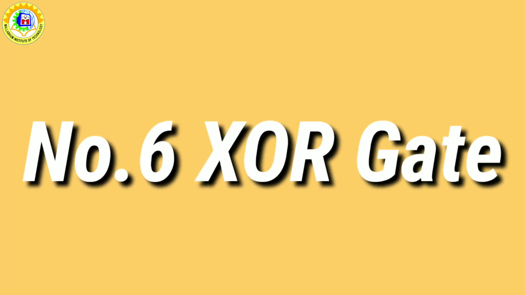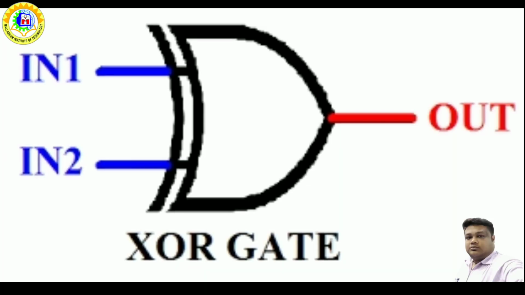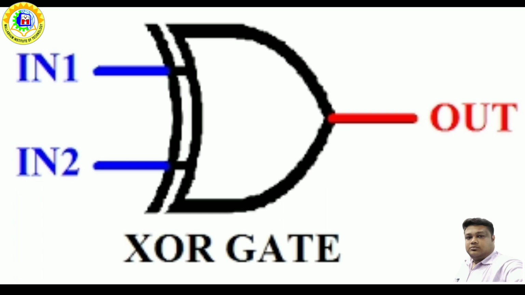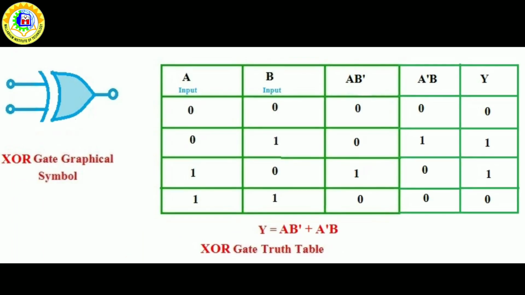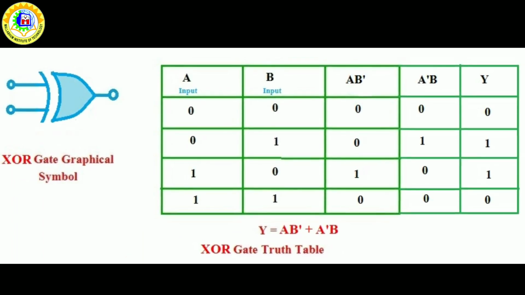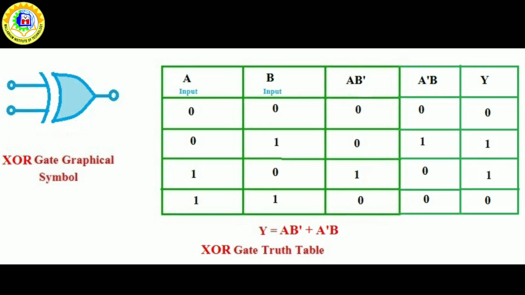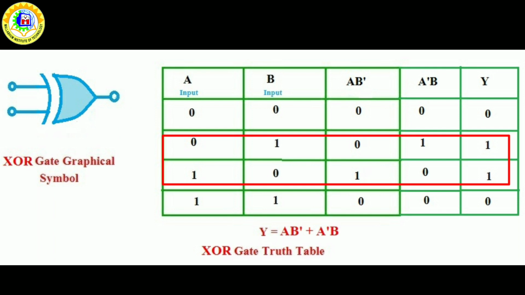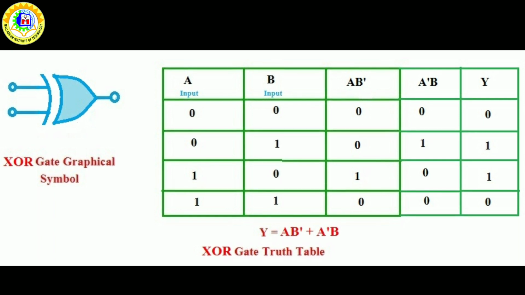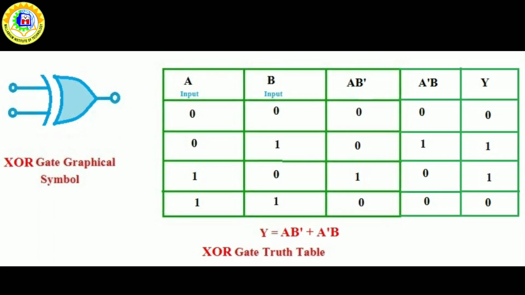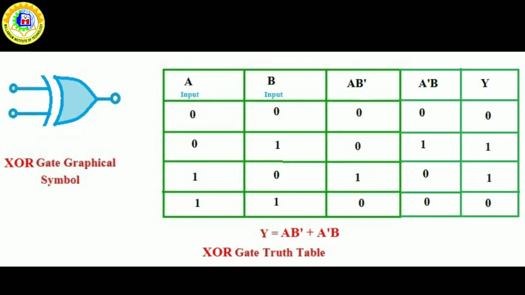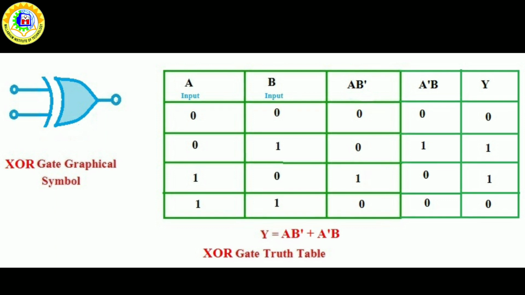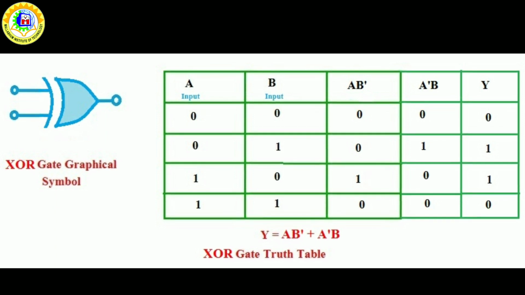Number 6, XOR gate. The XOR gate acts in the same way as the logical either-or. The output is true if either, but not both, of the inputs are true. The output is false if both inputs are false or if both inputs are true.